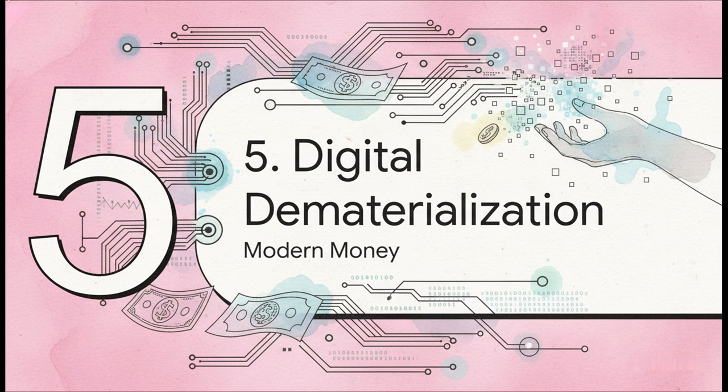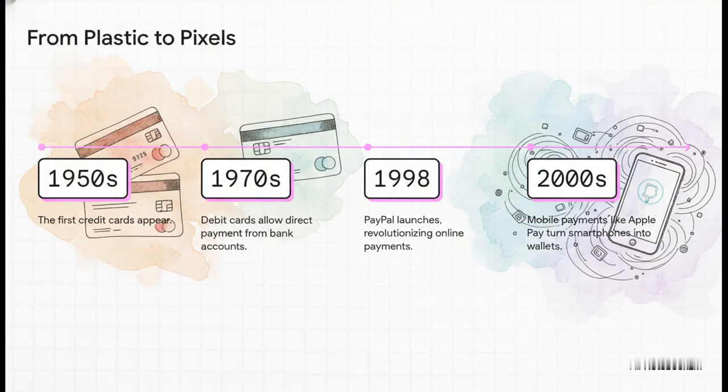And that brings us right into our modern world, the digital dematerialization of money. I mean, the pace of change in this phase is just staggering. The very first credit cards didn't even show up until the 1950s. Then we got debit cards in the 70s. The internet boom in the late 90s gave us PayPal, which totally changed online shopping. And now? Well, now our smartphones have become our wallets.